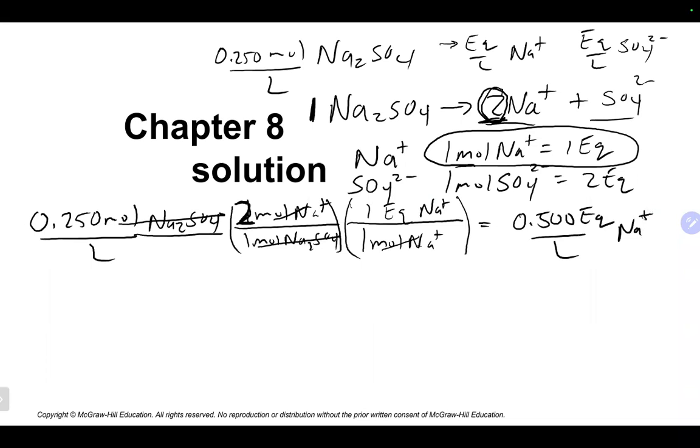So that's basically the concentration of the sodium ions, the positive guys floating around in that solution. And again, the 2 came from the 1 to 2 relationship there. Any questions on that calculation?